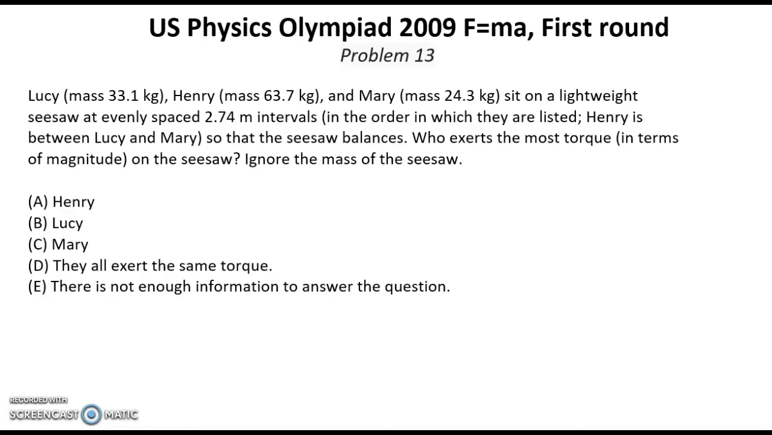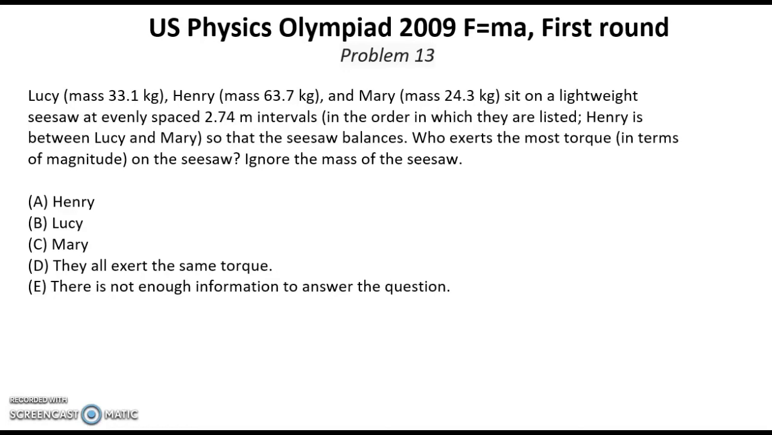Solution. In this problem, we don't even need to calculate anything, because let's say we have a point of balance exactly in point of Henry. It means that Lucy will create a greater torque than Mary, and there will be no balance. Seesaw will go counterclockwise if Lucy at the left and Mary at the right.